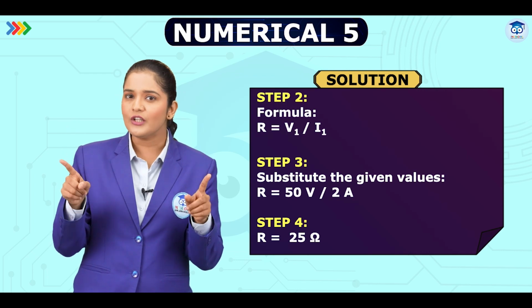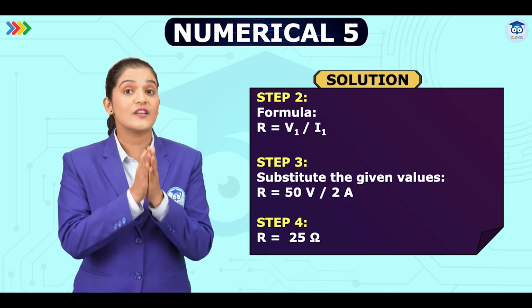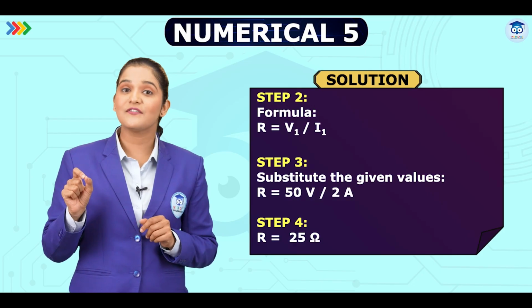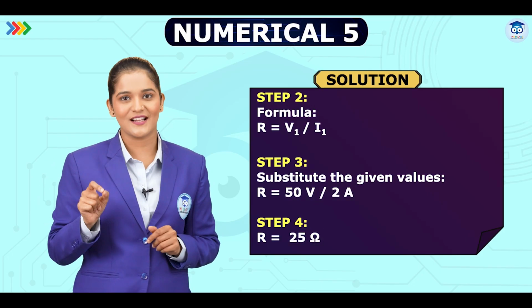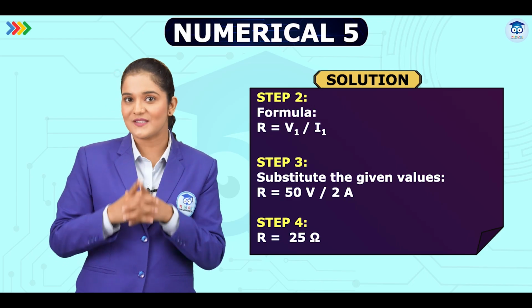Step 3 involves substituting these values into the formula. So, resistance equals 50 divided by 2, which gives us the value 25. Step 4 confirms this result. The resistance of the heater is 25 ohms.